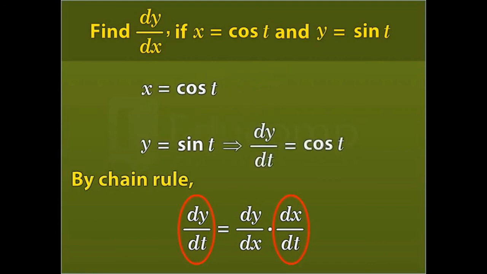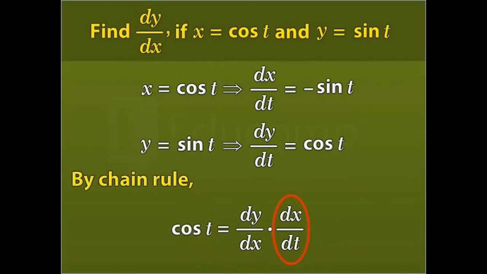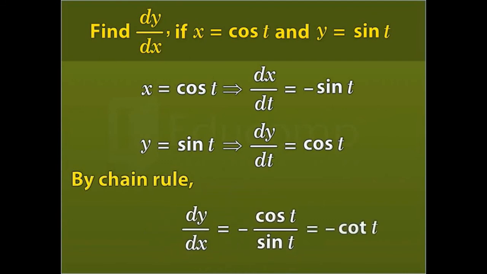The derivative of y with respect to t equals cosine t, and the derivative of x with respect to t equals minus sine t. Substituting cosine t and minus sine t for the respective derivatives in the equation and solving the equation for dy by dx, we get minus cotangent of t.